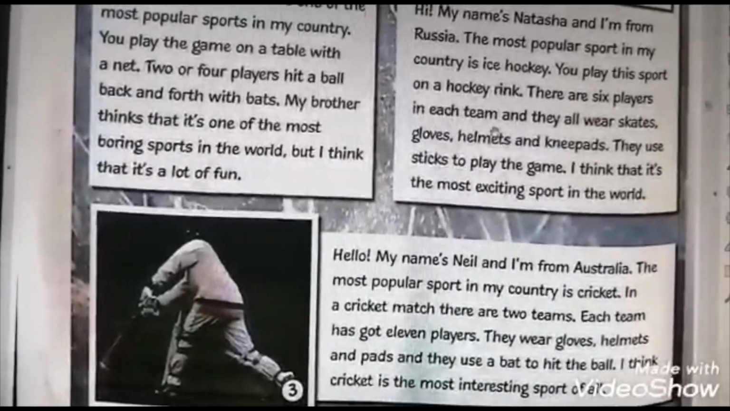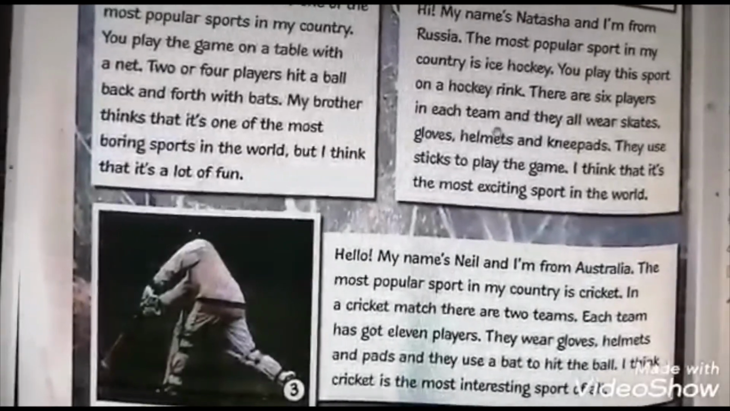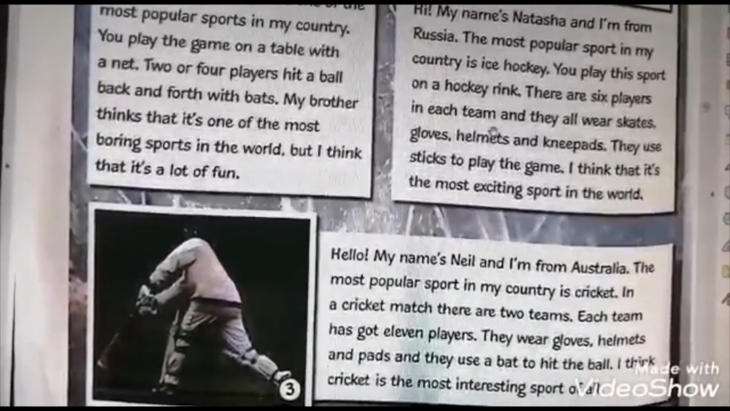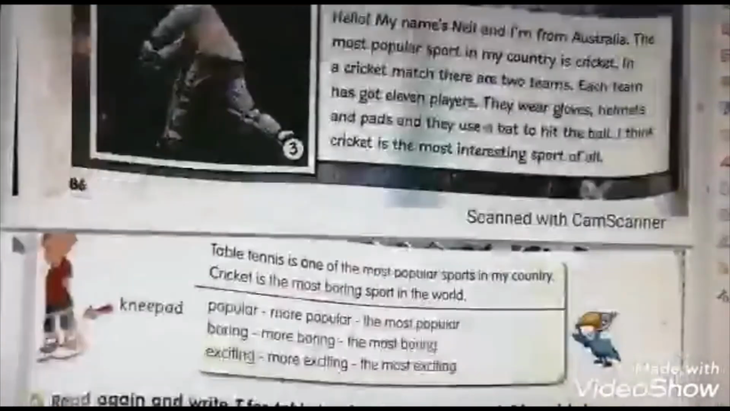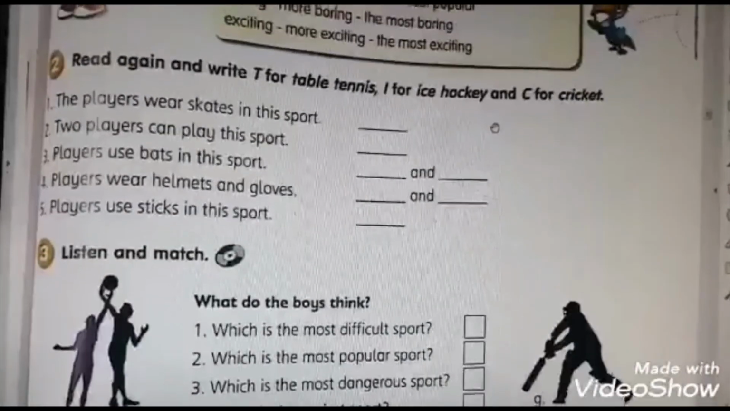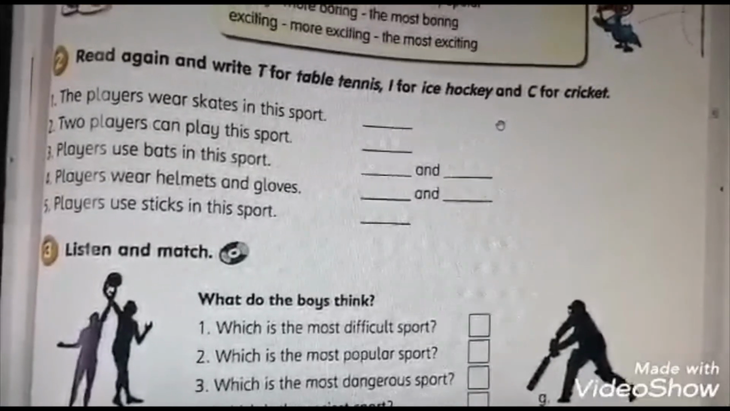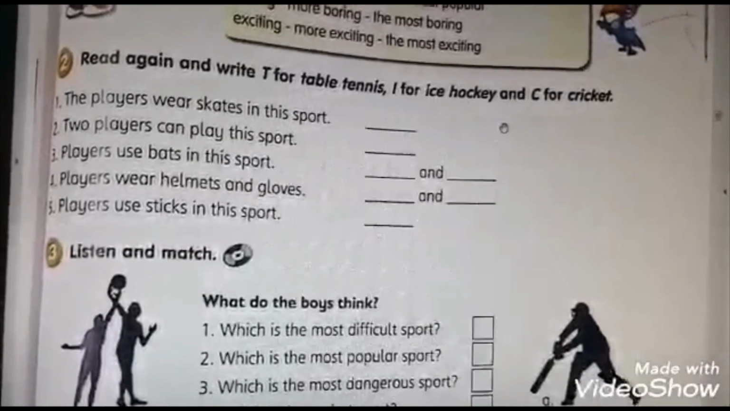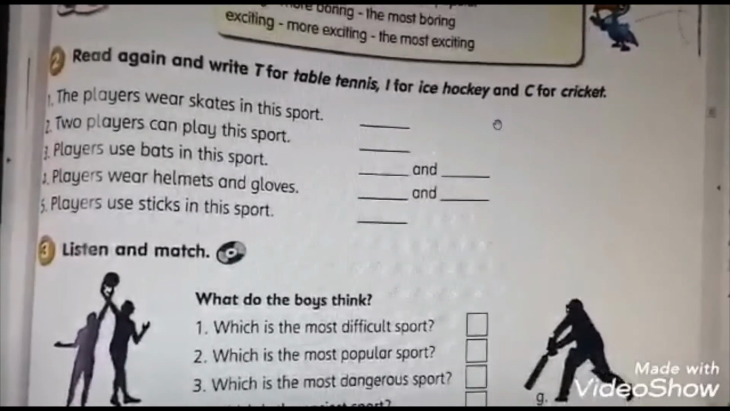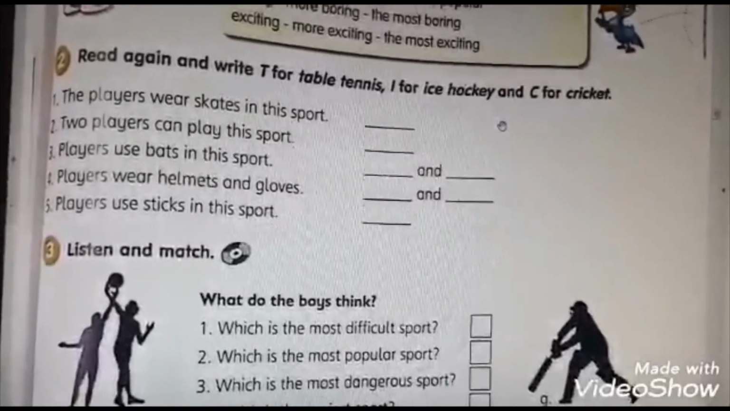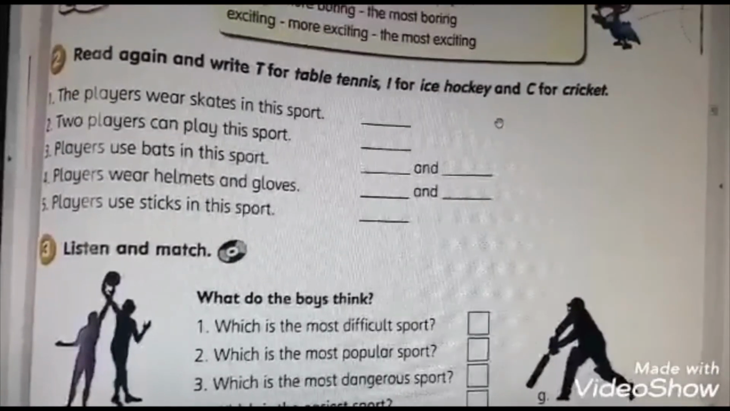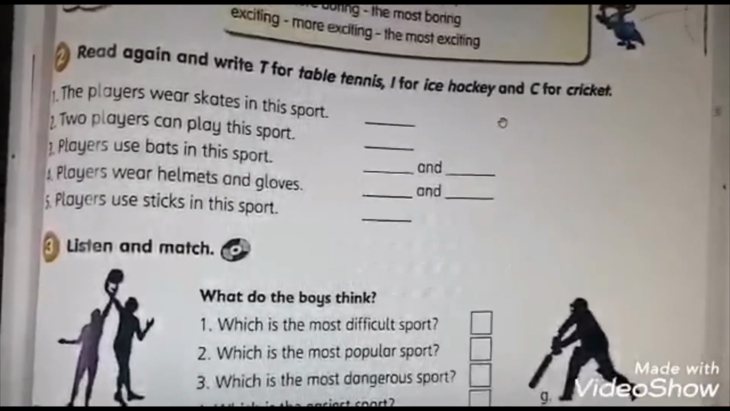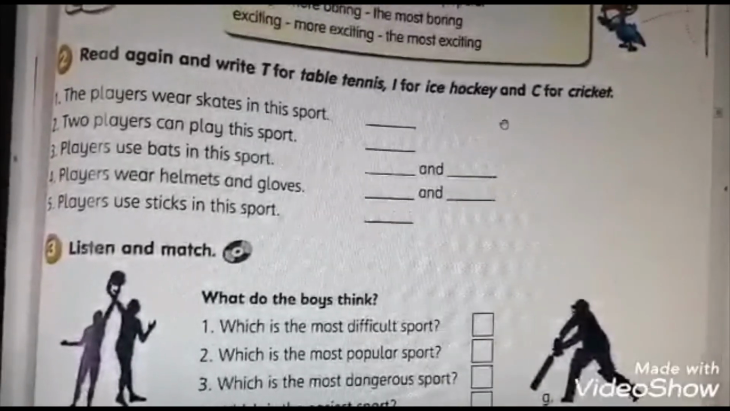After finishing this reading, take your time, read this paragraph carefully, underline the important vocabulary, and then you will be able to finish the task too. Read again and write T for table tennis, I for ice hockey, and C for cricket. Five statements are here. Read these paragraphs again carefully and then write T, I or C.